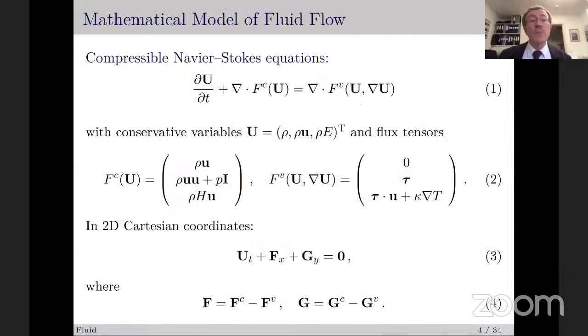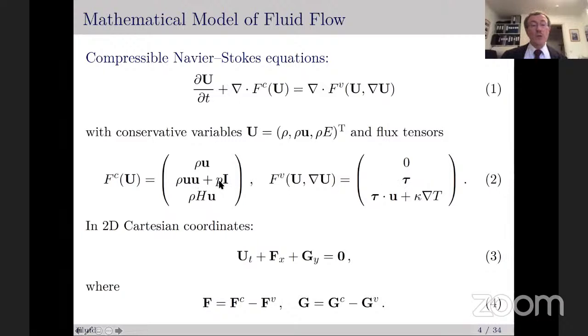So first, the mathematical model. Compressible Navier-Stokes equations are here formulated in conservative form. Capital U is the vector of the conserved variables: density, momentum density, where u is the velocity vector, and total energy density, where E is the specific total energy, that is internal plus kinetic energy. FC and FV are the inviscid and viscous flux tensors.